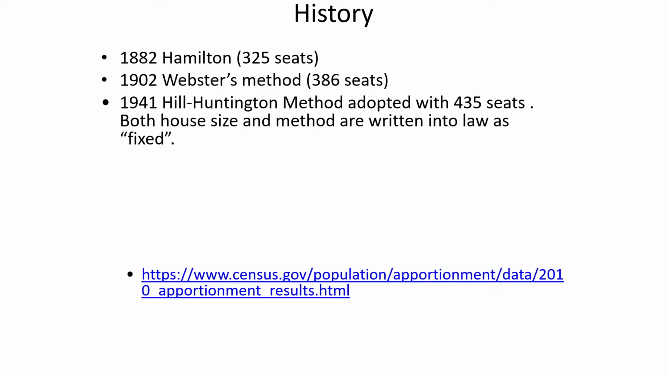In 1941, the Congress actually made a law that said from now on, we're not going to vote on apportionment methods every 10 years. I guess it became quite fractious. Well, you saw people talking about mathematics as if it was from the devil in the congressional record. So in 1941, Congress enacted a law that said we're going to have 435 seats, and we're going to use what's called the Hill-Huntington method.